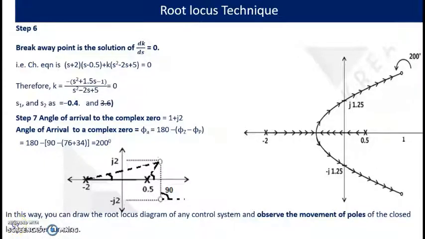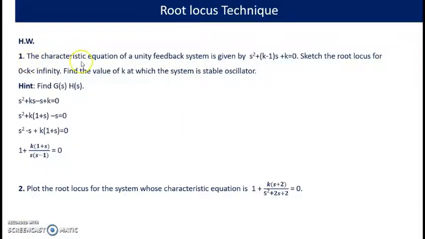Thank you. So this problem: the characteristic equation of a unity feedback system is given by s square plus (k minus 1) into s plus k is equal to 0. Sketch the root locus for 0 less than k less than infinity. Find the value of k at which the system is stable oscillator.